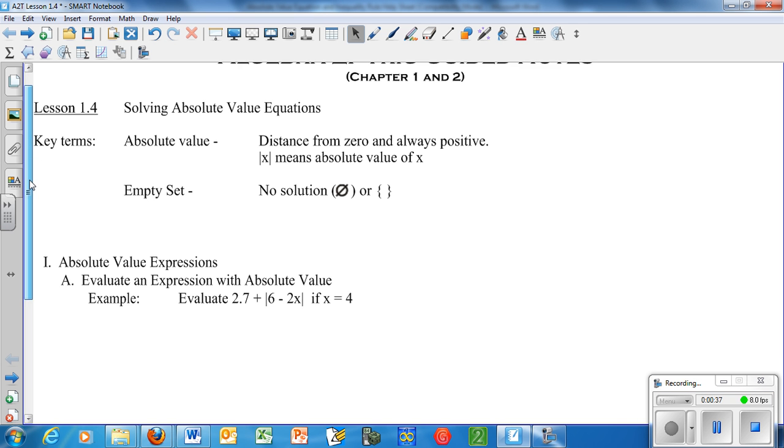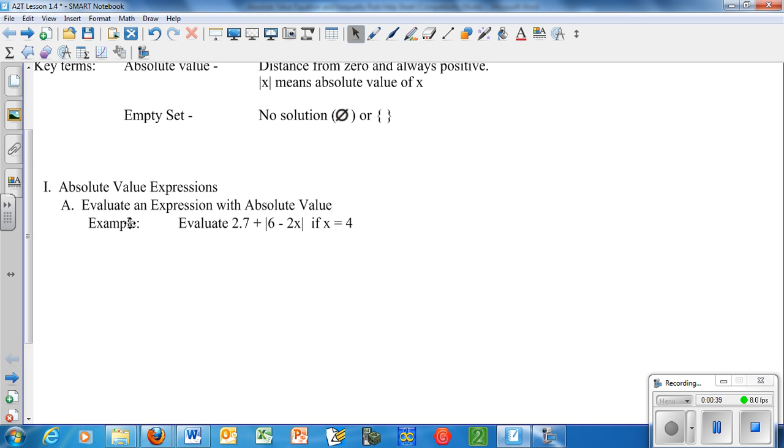The first example we're going to look at is evaluating an expression that has absolute value, given a value for the variable. In this case, x is equal to 4. So we have 2.7 plus the absolute value of 6 minus 2 multiplied by x, which we're putting a 4 in for.